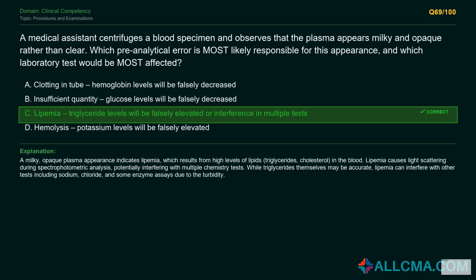The correct answer is C. A milky, opaque plasma appearance indicates lipemia, which results from high levels of lipids, triglycerides, and cholesterol in the blood. Lipemia causes light scattering during spectrophotometric analysis, potentially interfering with multiple chemistry tests. While triglycerides themselves may be accurate, lipemia can interfere with other tests including sodium, chloride, and some enzyme assays due to the turbidity.